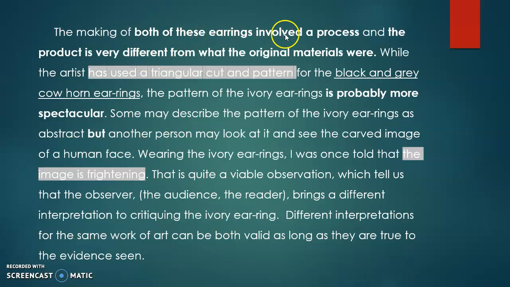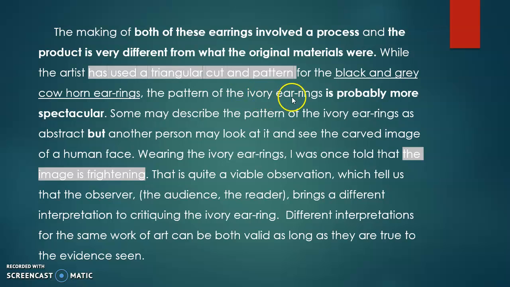The making of both of these earrings involved a process. Again, I've put in bold my comparison and contrast. And the product is very different from what the original materials were. While the artist has used a triangular cut pattern for the black and gray cow horn earrings, so quite a lot, a whole mouthful there. But I'm speaking now about the creative artist and his technique. He has used the triangular cut and pattern. And what emerges? Black and gray cow horn earrings.